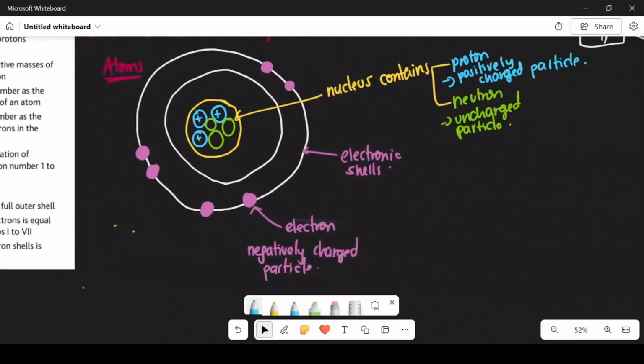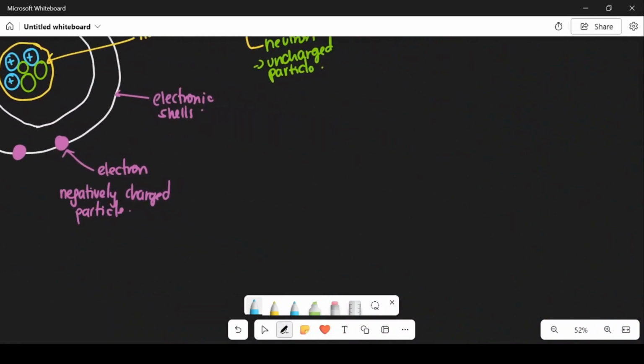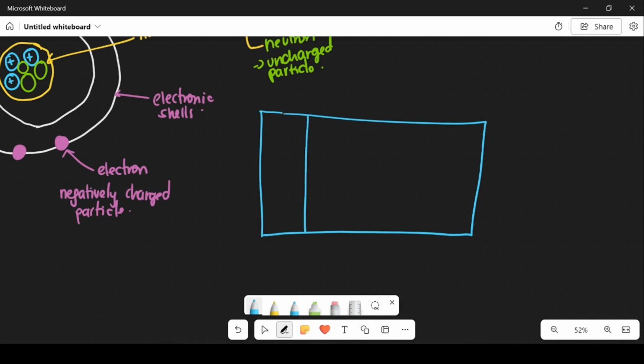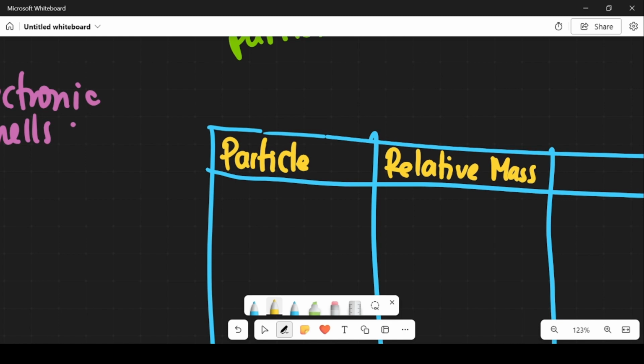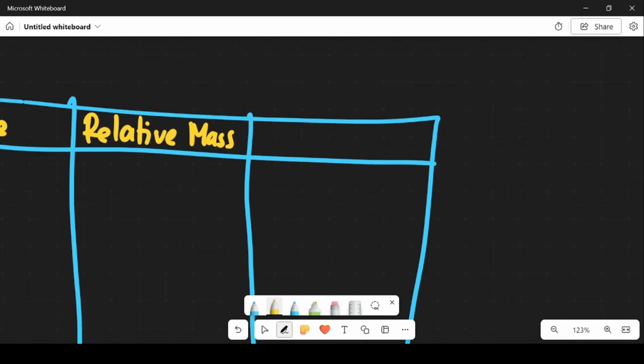Now, there's this table that I'm pretty sure you have seen multiple times, and let me just draw that roughly. Okay, so you have particles here: particles, relative charge, and relative mass. You basically need to know the quantitative details of these particles: the relative mass as well as the charge of these particles.